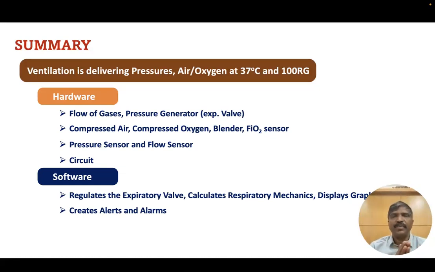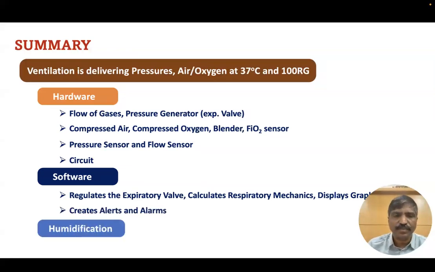Suppose you're giving a PIP of 14 and the baby is getting a PIP of 17. The ventilator will tell you that you have reached more than the set pressure. If your settings and the delivered pressures are not matching, you can set alarms, and those alarms will alert the physician to take corrective action.